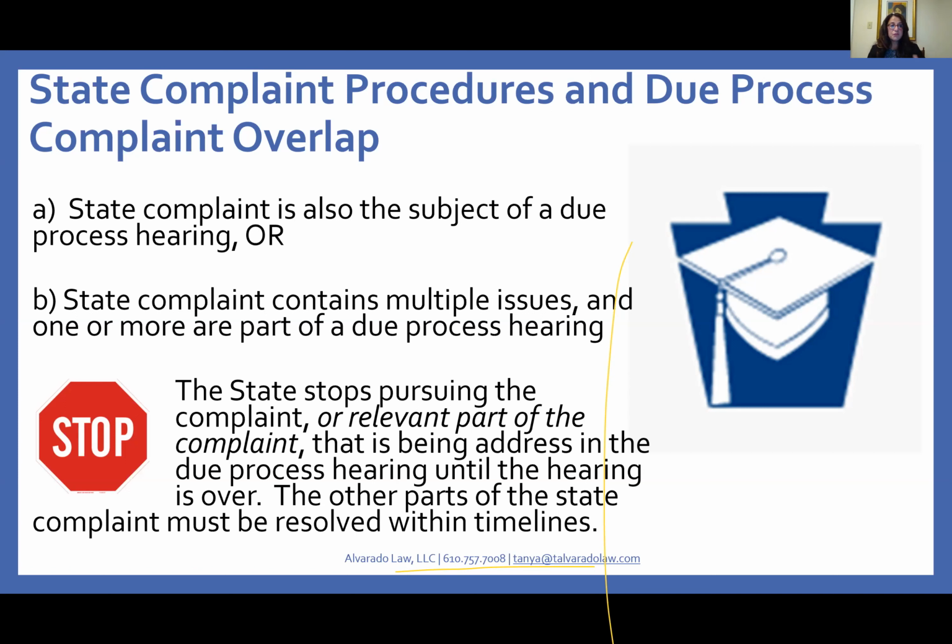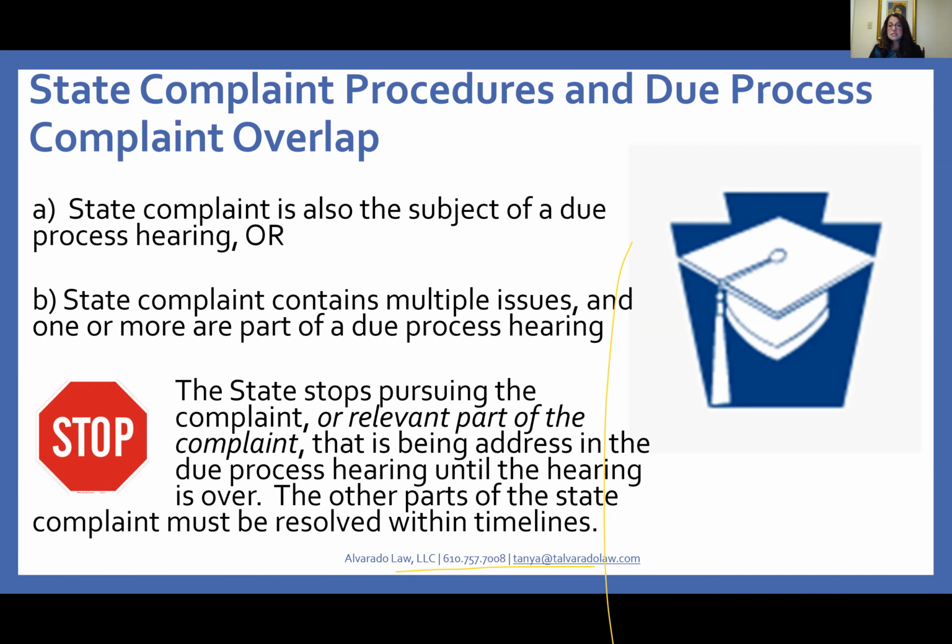But what happens if you file the state complaint and then you say, you know what, I just want to go to due process. I'm going to file a due process complaint. Or you filed the state complaint, they give you a decision and you don't agree with it, and you want to file for due process. You can still file for due process. These two, it's not an either or. You can choose to do both.